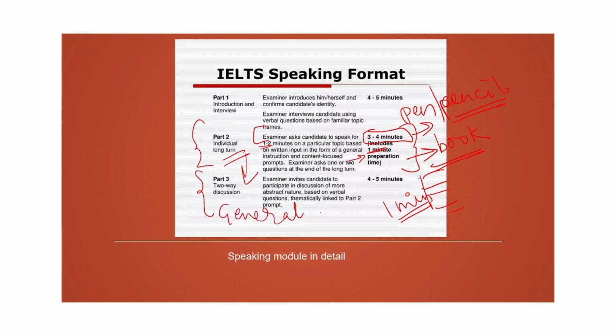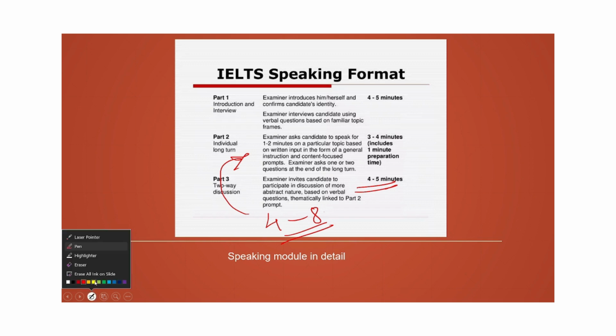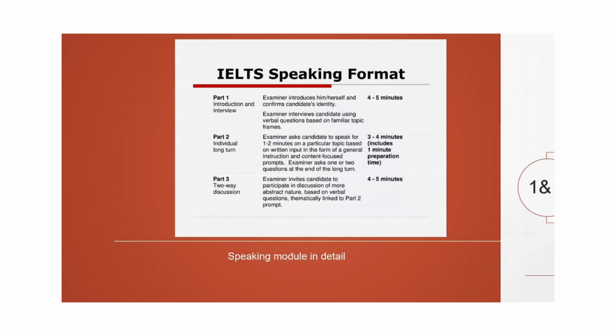It means whatever topic you have in part 2 will definitely be covered in part 3, but in a general question format. You will have general questions based on the cue card topic. The examiner will ask you approximately 4 to 8 questions, directly or indirectly based on this cue card. So you can see again 4 to 5 minutes of back-to-back questions. You definitely need to be very fast and quick in generating your ideas and speaking well.